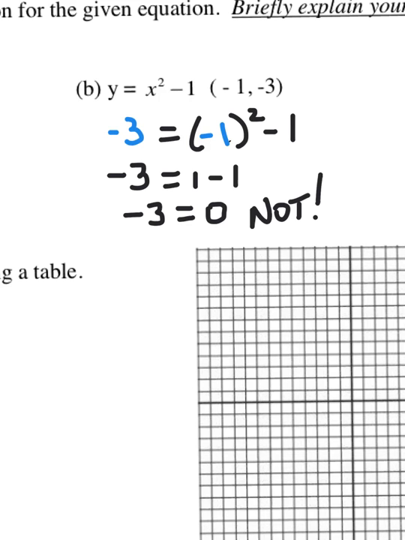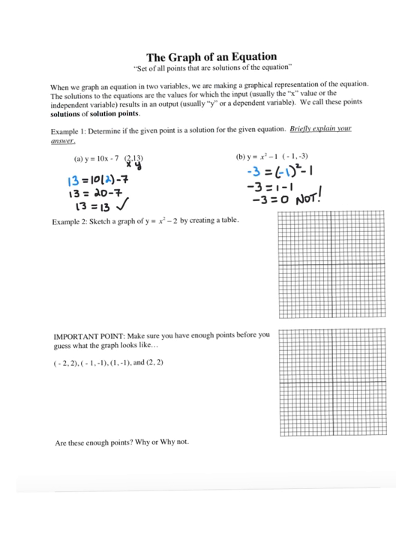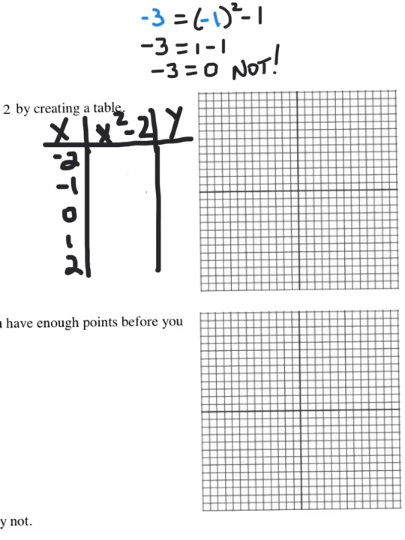Now in the next example, we're going to sketch a graph of y equals x squared minus 2 by creating a table. So we're going to create the table, and then we're going to sketch the graph. So I'm going to go ahead and expand that so we can have a better picture of what's going on. All right, so this is the table I've created. Normally we use a t-table with just x and y, but I included another column in the middle. That's going to be our process column.